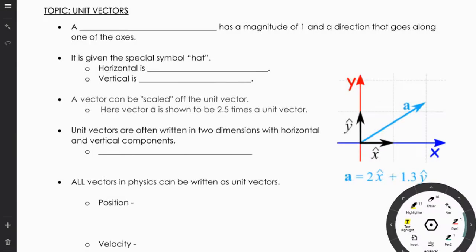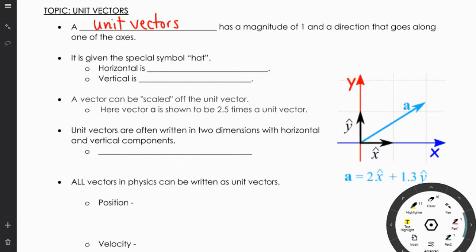Okay, so in this video, we're going to look at unit vectors. Unit vectors are just vectors that have a magnitude of 1, and the direction goes along one of the axes. In the long run, there are 3 unit vectors, but in Physics C, we're looking at just 2-dimensional vectors. As you get advanced in your physics, there will be 3-dimensional vectors.